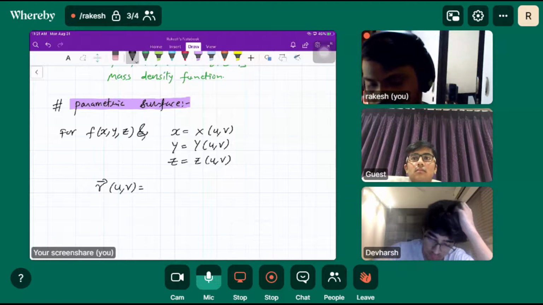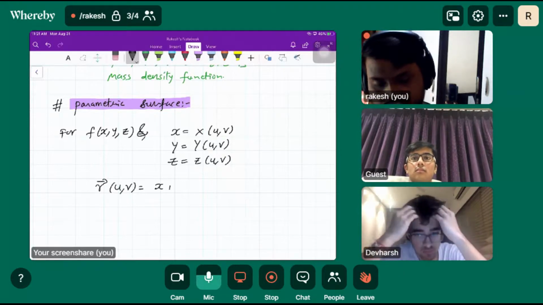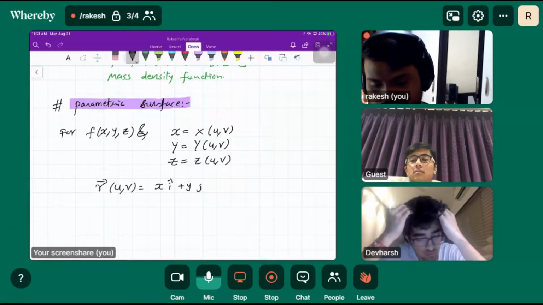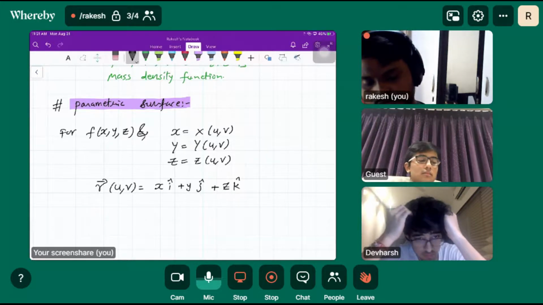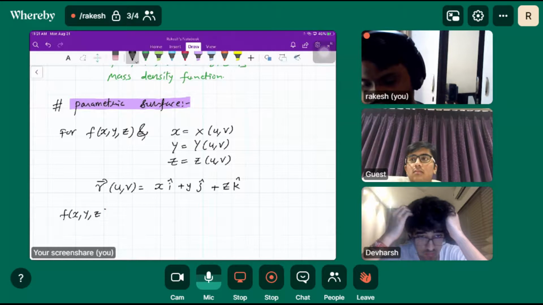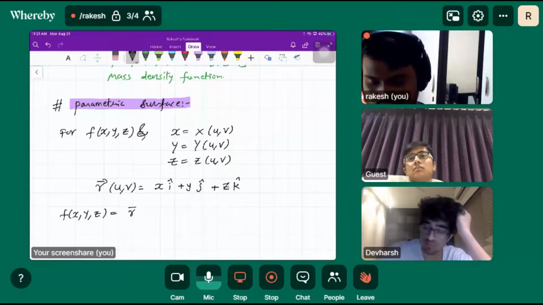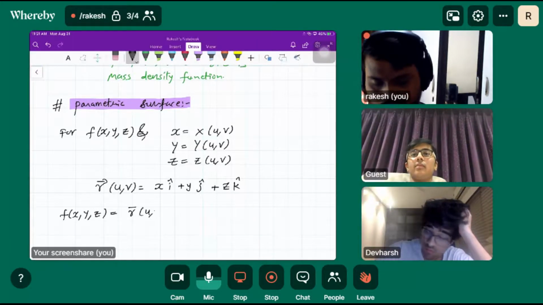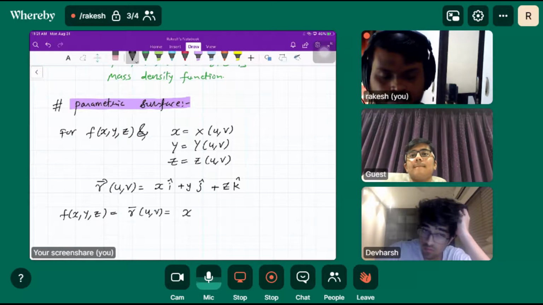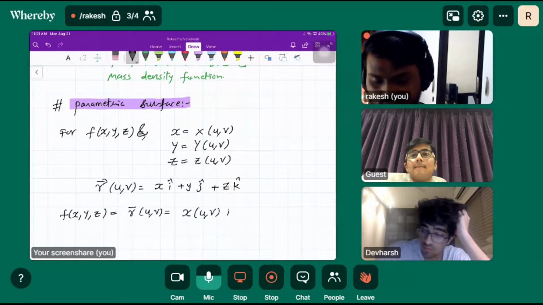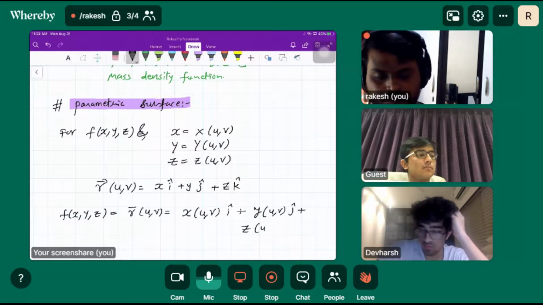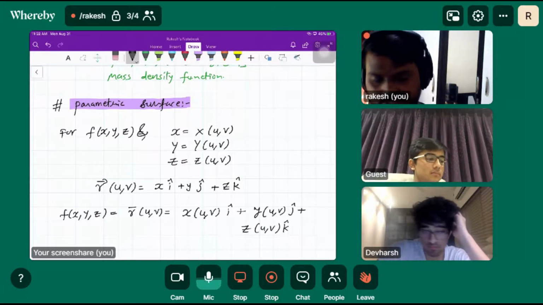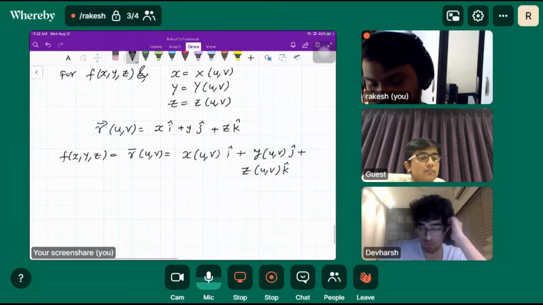So r bar (u, v) is equal to x i cap plus y j cap plus z k cap. So what would be f of x, y, z? That is r bar (u, v) is equal to x(u, v) i cap plus y(u, v) j cap plus z(u, v) k cap, with x in terms of the parameters.